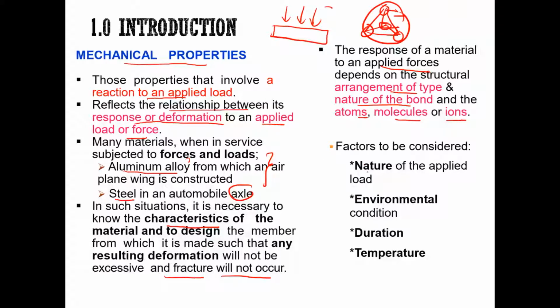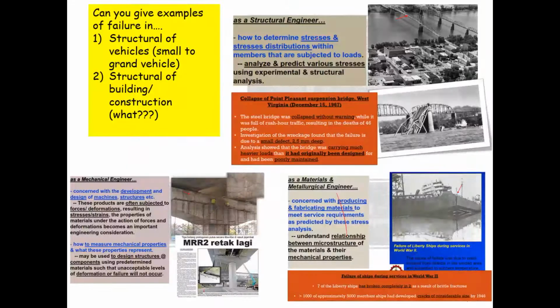Alright, factors to be considered are the nature, the environment, and the duration, meaning how long your testing or how long the force has been applied to that particular material, and then the temperature. Okay, either it's room temperature or high temperature. It will affect the overall property. So these are some examples of failures that happened around the world, from structures of buildings to even vehicles. We can see ships here, a vessel.